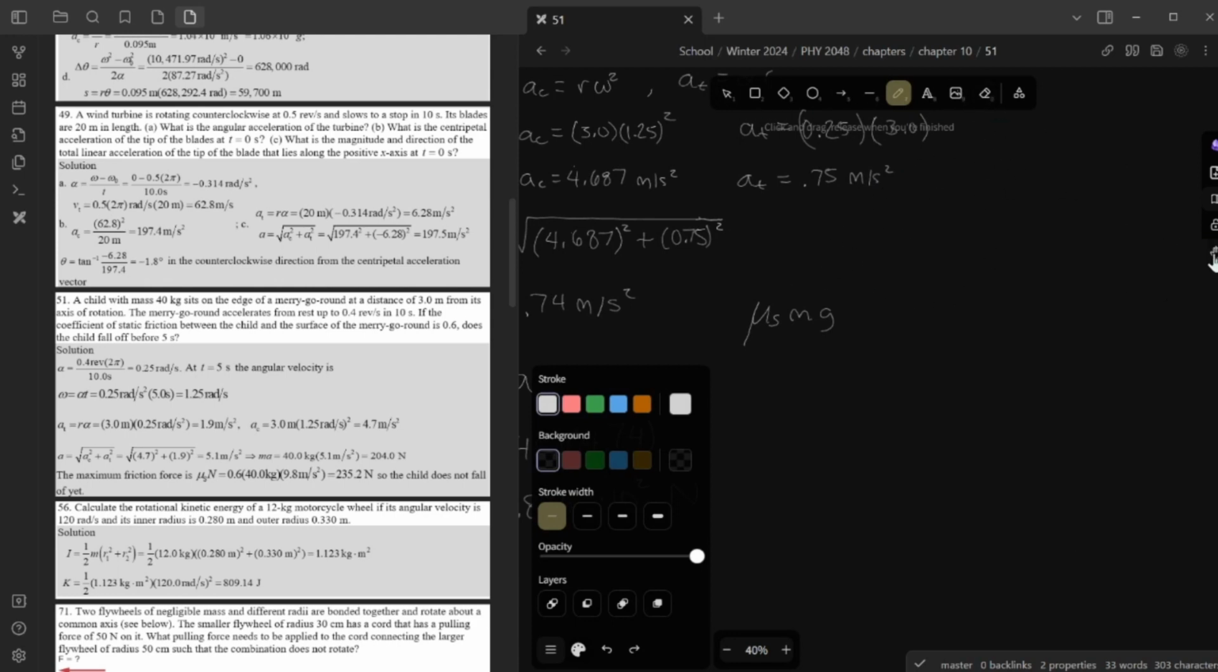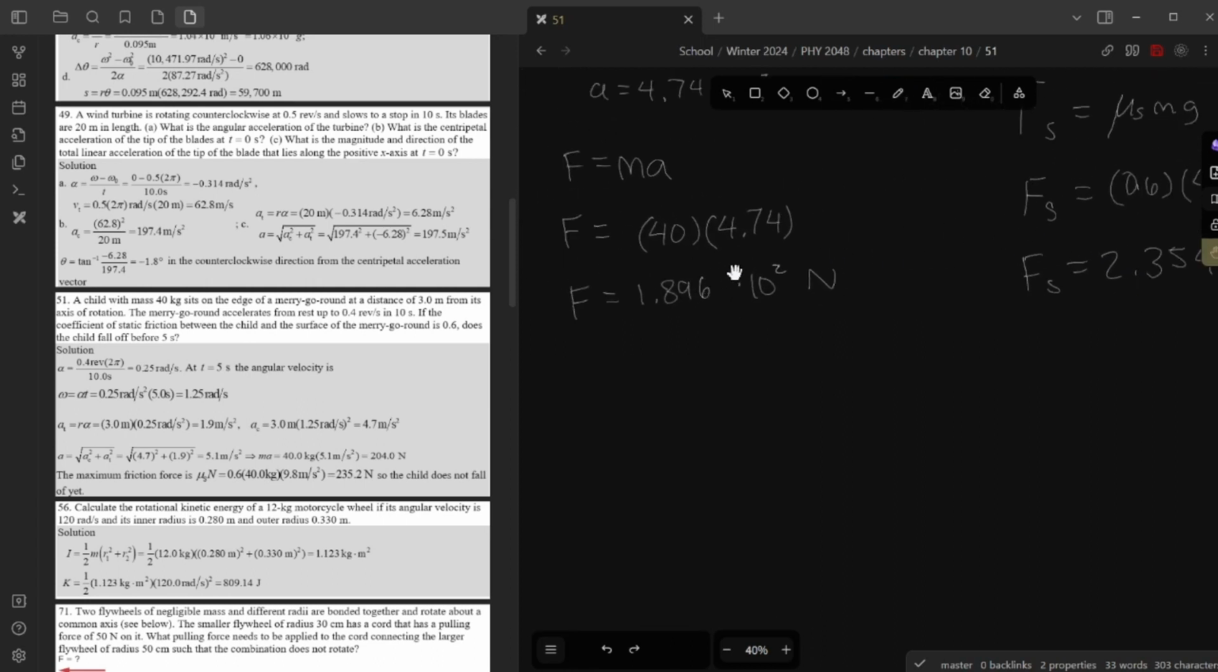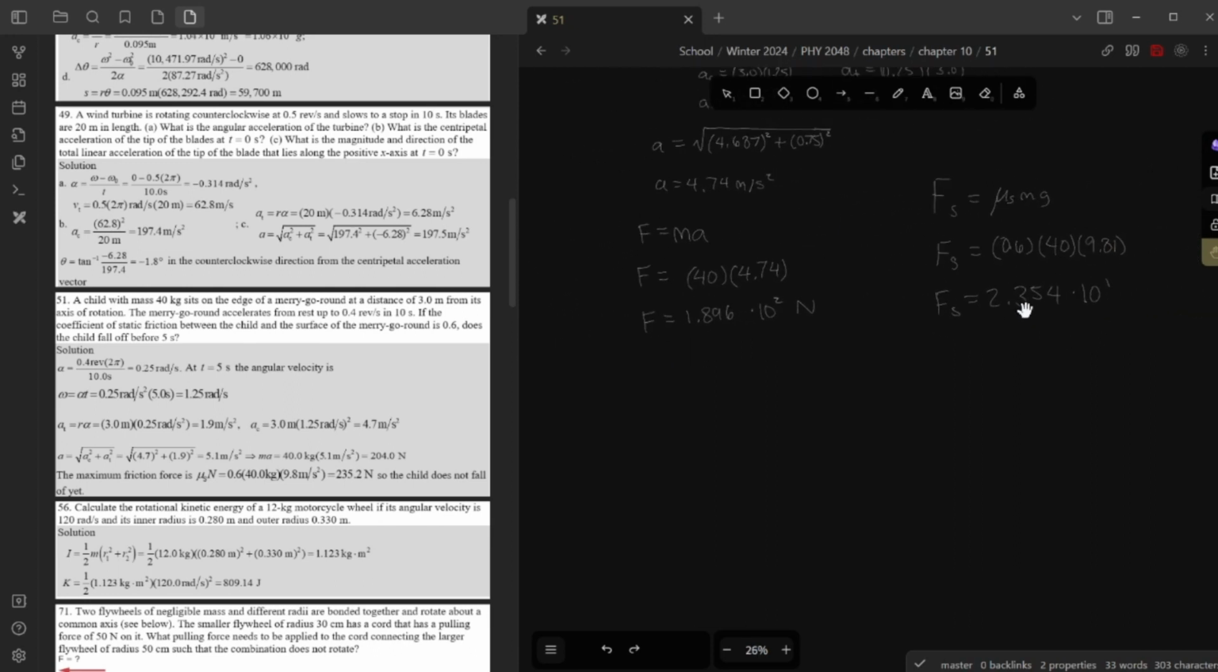Let me write an equation here so it's easy to understand. Let's say F sub S equals, and then we can plug in our values, so 0.6 times 40, and then times 9.81. We don't really need to have a negative in the gravity because we're just comparing magnitudes here. So this force is definitely above what we have, and it's precisely 2.354 times 10 to the first, and we see that our centrifugal force is less than the static friction force, the maximum static friction.